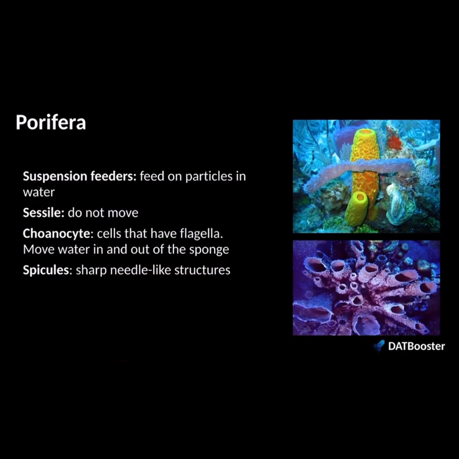What else should we know about sponges that's going to be pertinent for us? Well, we should know that they're suspension feeders. Suspension feeders feed on particles suspended in water, going back to their intracellular digestive habits. They're also sessile during their adult stage of life, which means they're stationary, they just sit there and they do not move. A specialized cell that sponges have is a choanocyte, and those are cells that have flagella on them. So they're the ones responsible for moving water in and out of the sponge. As a defensive mechanism and structural support, they have spicules. These are sharp needle-like structures that keep predators away.